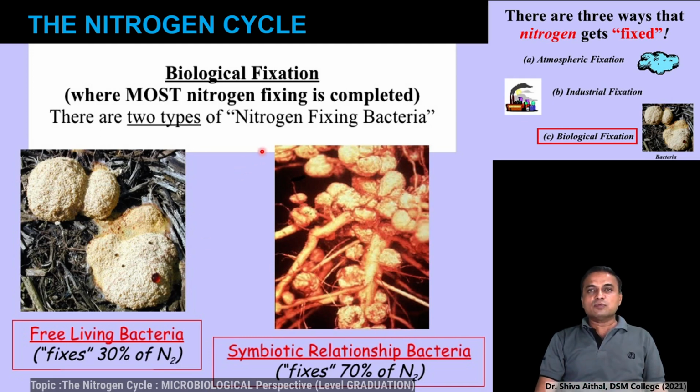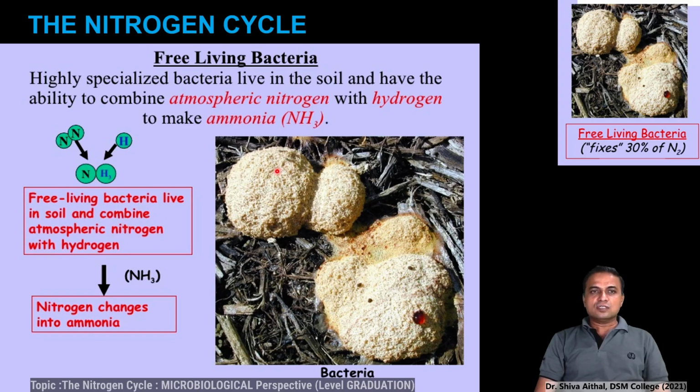And there are 2 types of biological nitrogen fixation: symbiotic, by the root nodule associating bacteria, and the free living bacteria, non-symbiotic or asymbiotic type. Okay, so what happens with the free living and symbiotic bacteria? These free living bacteria are highly specialized. As I just said, they form a heterocyst. They live in the soil and have the ability to combine atmospheric nitrogen with hydrogen to convert it into ammonia.